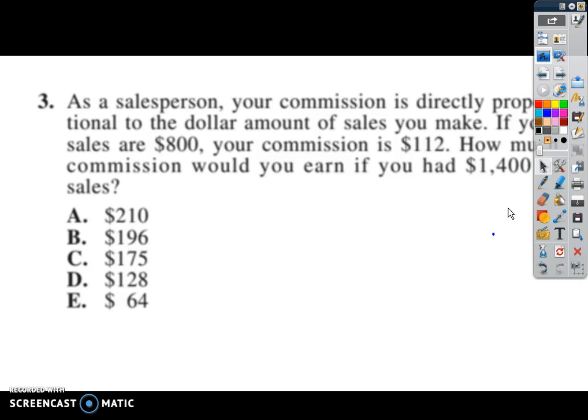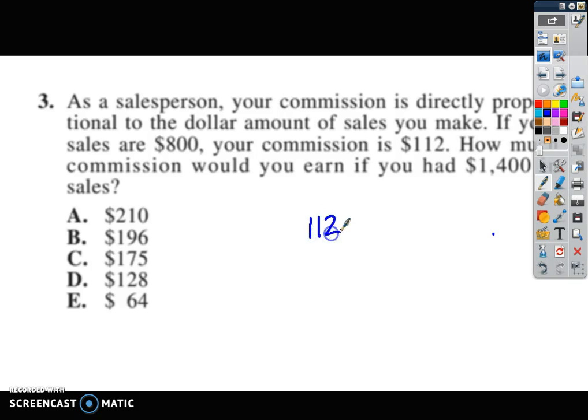Okay, number 3, it says you are directly proportional. So directly proportional means you can use a proportion to solve, and that's your commission and the amount of sales that you make that are proportional. So when it says that you make $112 commission for $800, you could set up in a proportion. That's 112 out of 800, and this is your commission, this is your number of sales. And that would be equal to, it says, what would your commission be if you earn $1,400? So earning $1,400, that's the bottom, how many sales you have. And we want to know how much commission that would be.